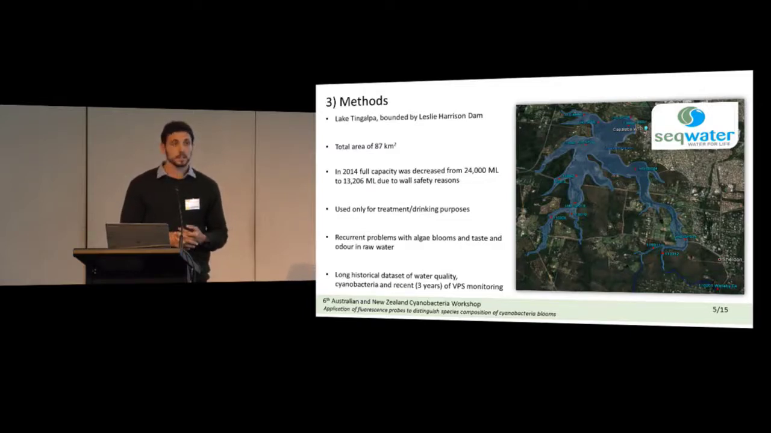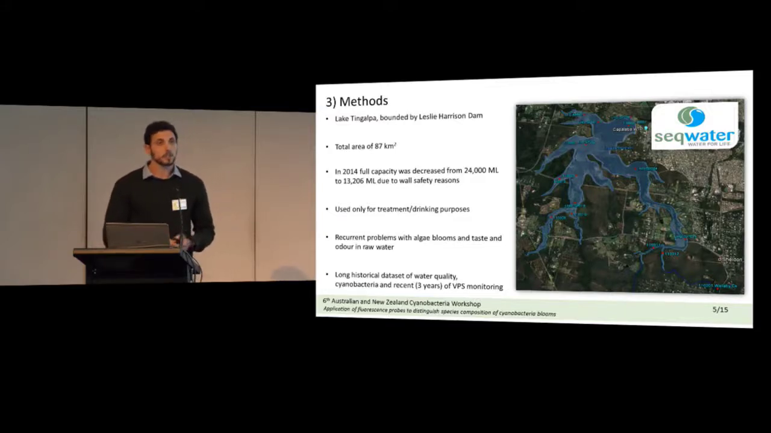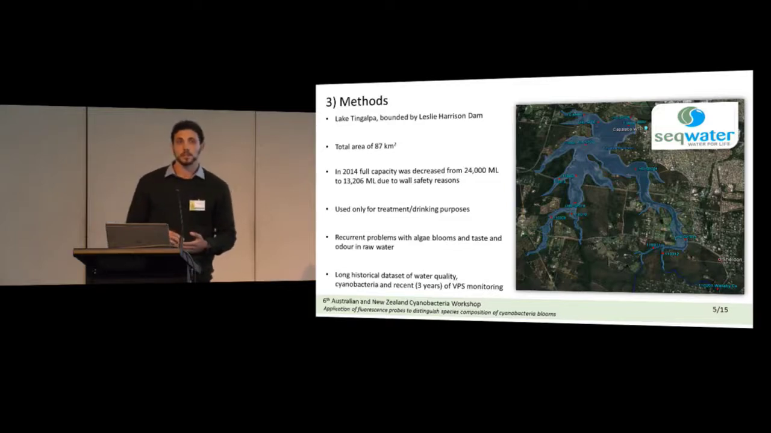And one of the reasons that made us choose this location is because SEQ Water has reported to us a recurrent problem with algae blooms and taste and odour events in the raw water, besides having a long historical data set of water quality and cyanobacteria monitoring, which includes, for the more recent years, fluorescence monitoring using a vertical profile sampler. So we have a lot of data that can help us to try to find these patterns.